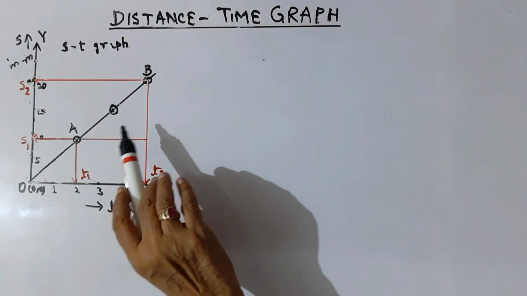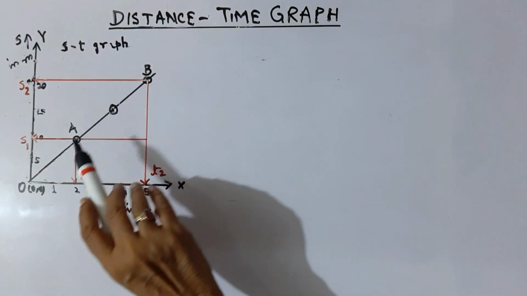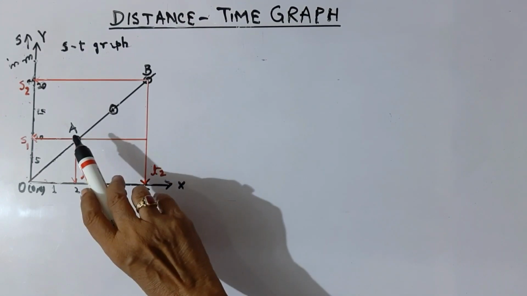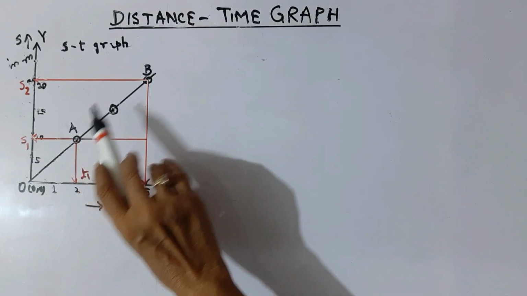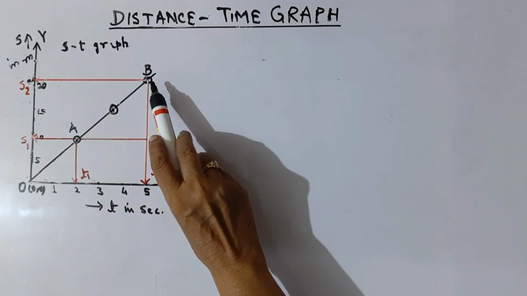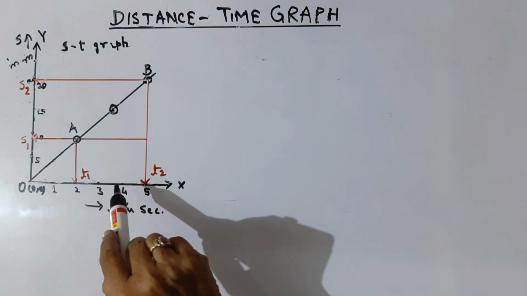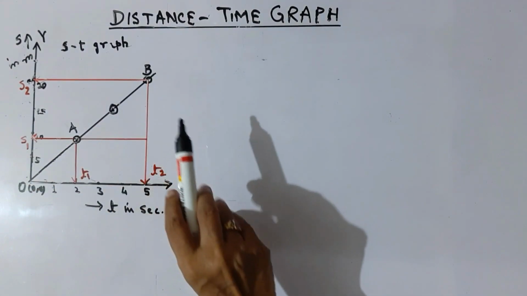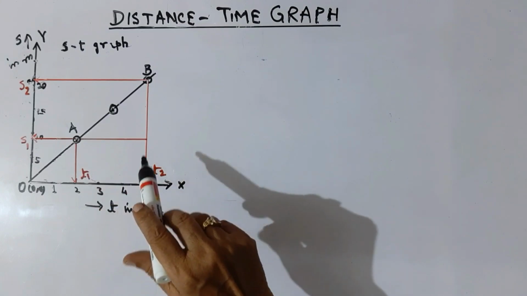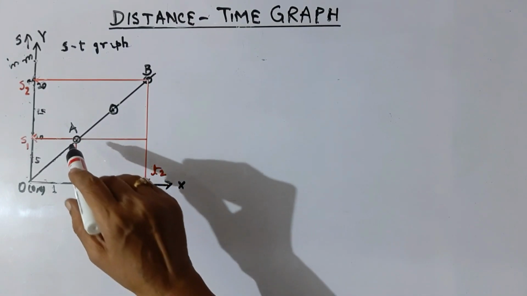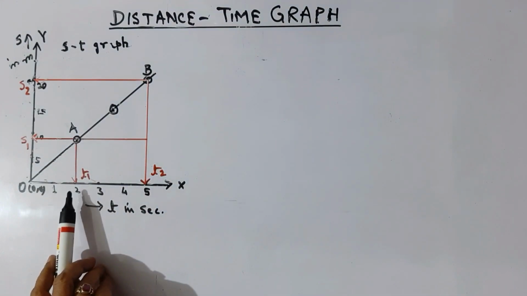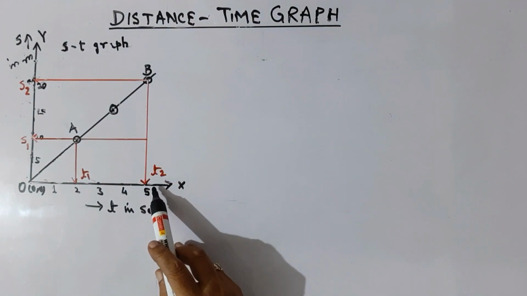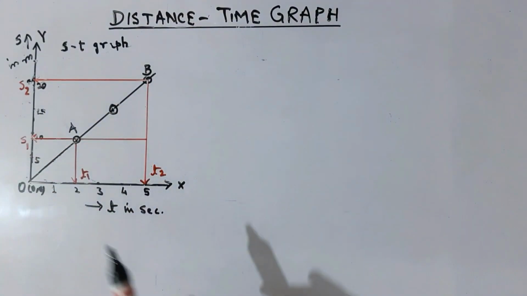Now let us take any portion of the graph, say between points A and B. We consider what are the changes taking place while the object travels from point A to point B. We draw lines perpendicular to the x-axis and parallel to the x-axis to find out the distances travelled and the times at certain points. Say at point A, the time is t1 and the distance travelled is s1. At point B, the time is t2 and the distance travelled is s2.